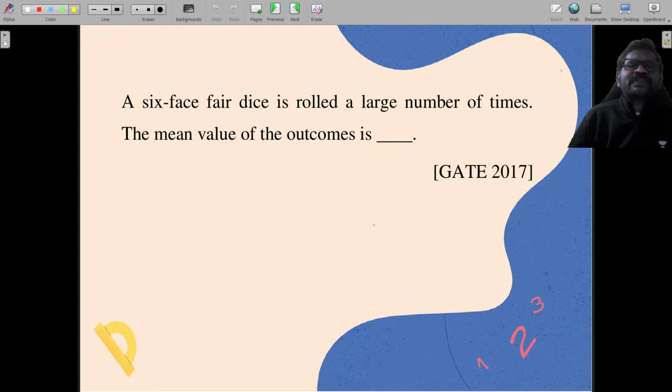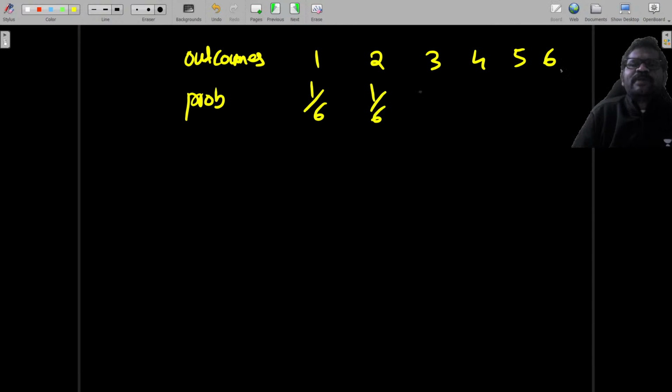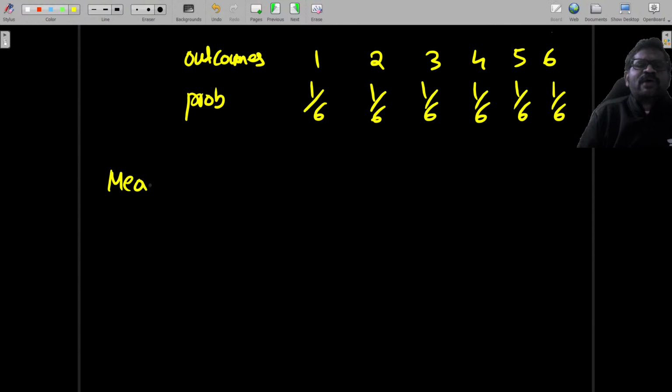A coin is tossed, a dice is rolled a large number of times. The mean value of the outcomes is? A dice is rolled a large number of times, then the mean value of the outcomes is. If a dice is rolled, possible outcomes are 1, 2, 3, 4, 5, 6. Corresponding probabilities are 1 by 6, 1 by 6, 1 by 6, 1 by 6, 1 by 6, 1 by 6. Therefore the mean of outcomes is given by sigma x into p of x. Mean of the outcomes is nothing but expectation.